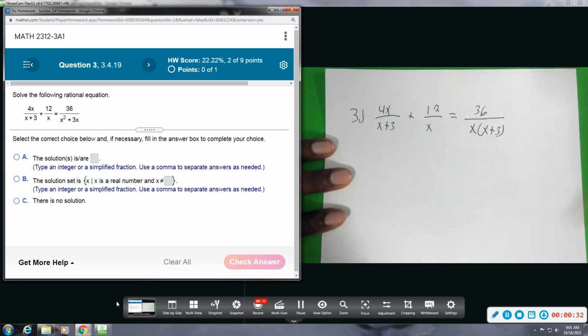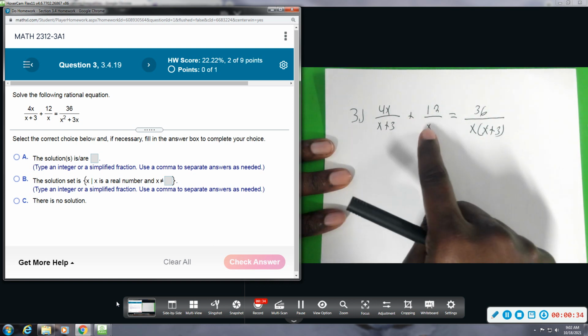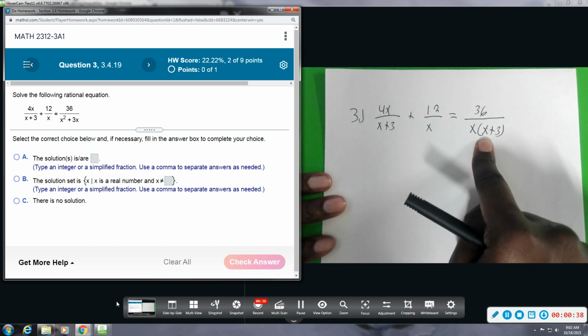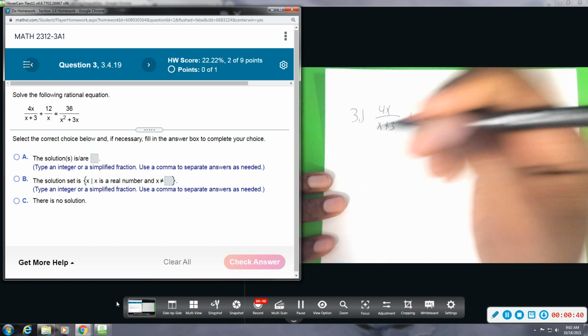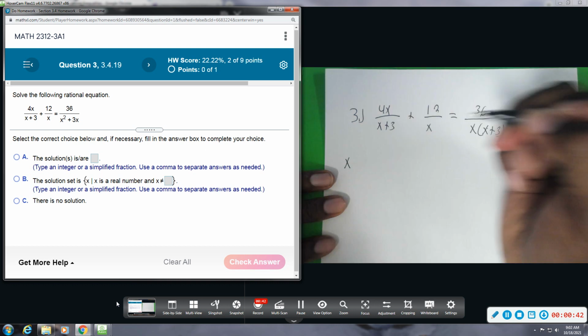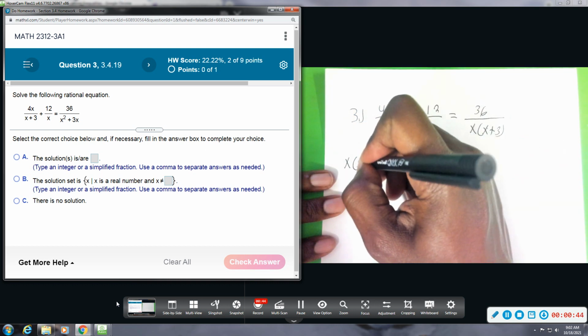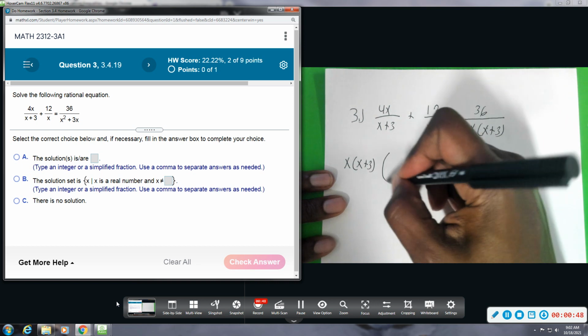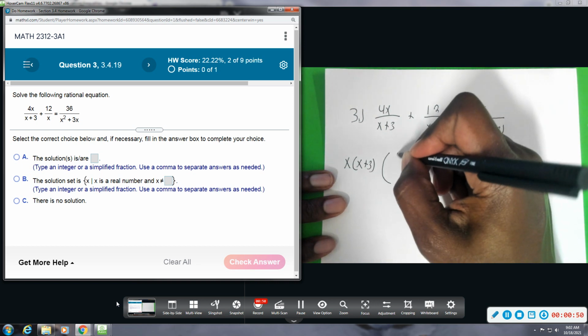If you look at the denominators, they all have either x plus 3 or just a single x, and this one has both. So this is what our common denominator will be. So I'm going to multiply the x times x plus 3 times both sides. I'm just going to put the whole thing in parentheses.